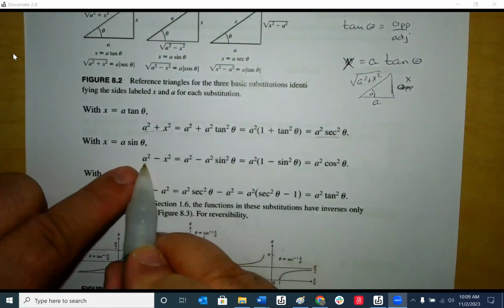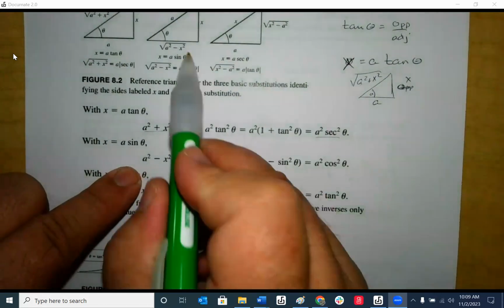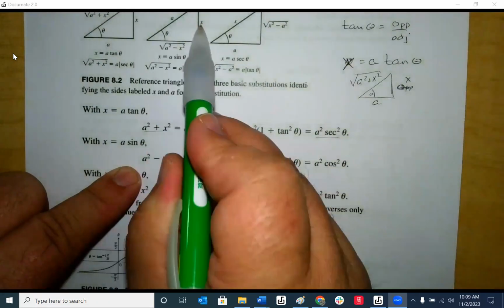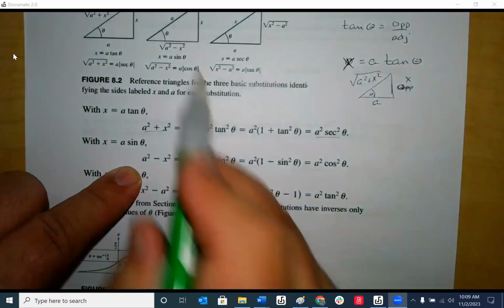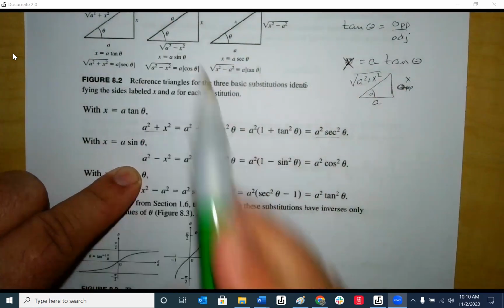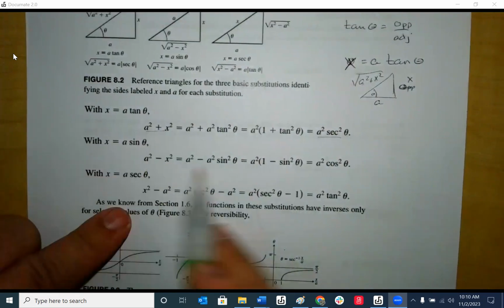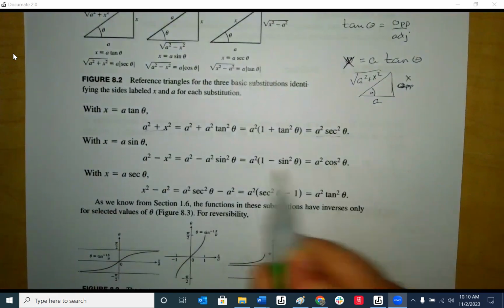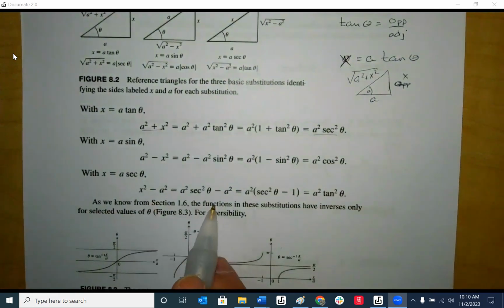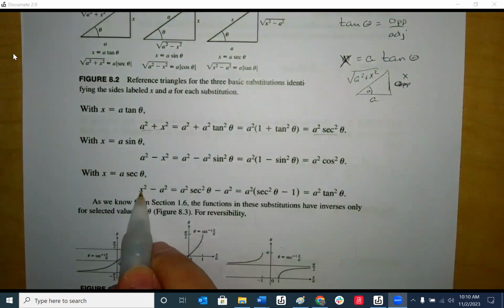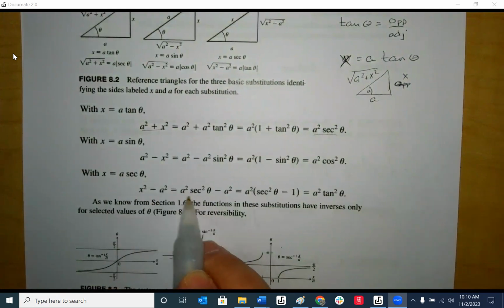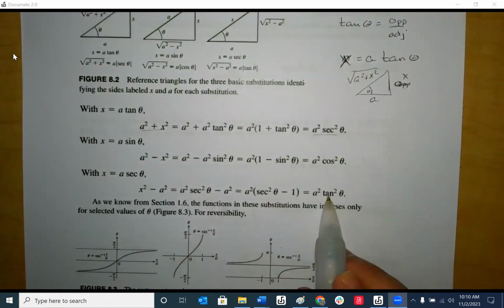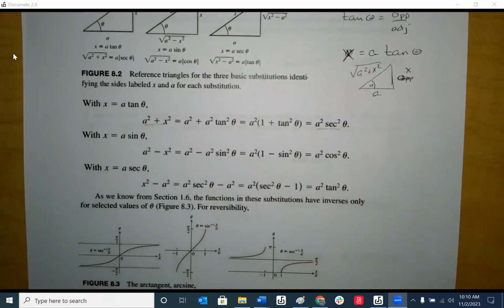Conversely, we keep on going. If we had a for the sine value, we have opposite over hypotenuse, x over a. So this one would be a squared minus x squared. And we continue doing this, where 1 minus sine squared is cosine squared. Now this one is x squared minus a squared. They both have a squared, so we have secant squared minus 1. Secant squared minus 1 is the same thing as tangent squared. It's all the identities that we have on your cheat sheet.